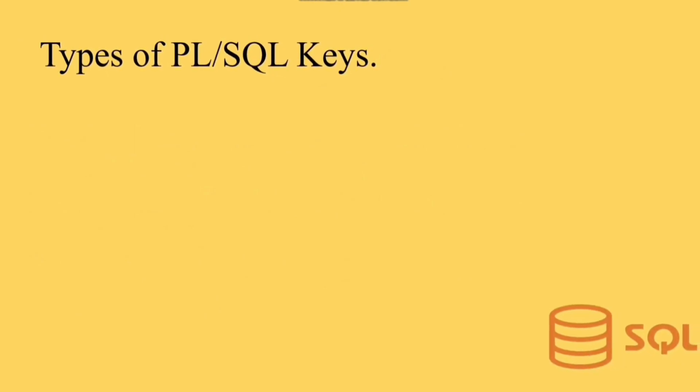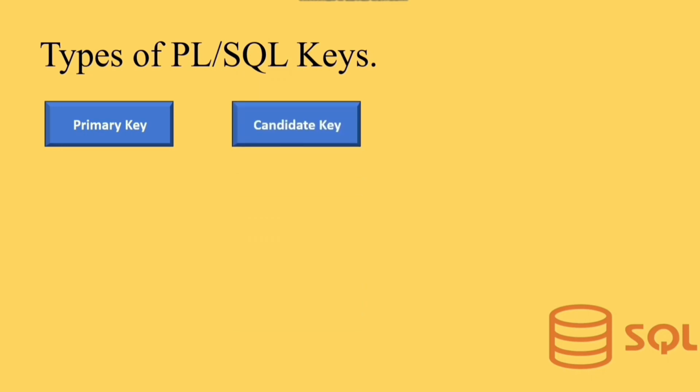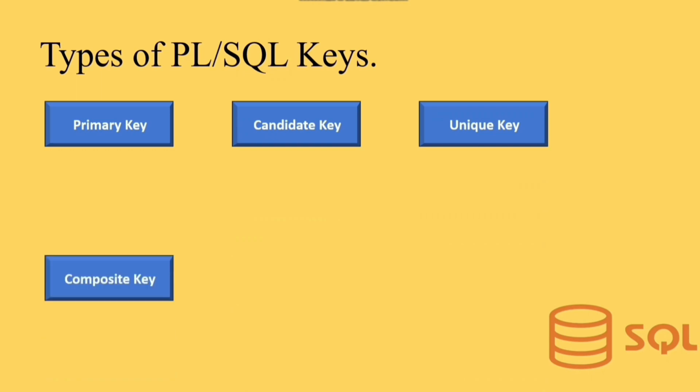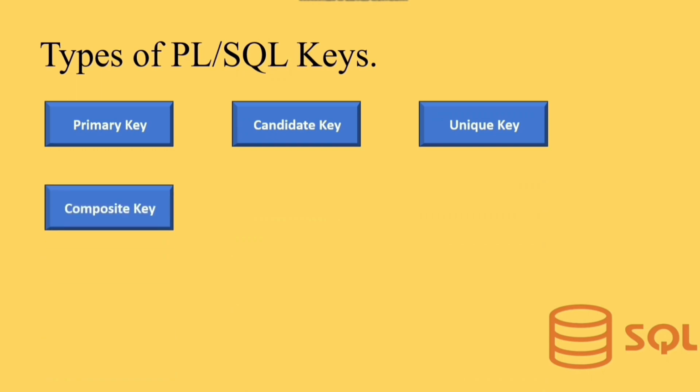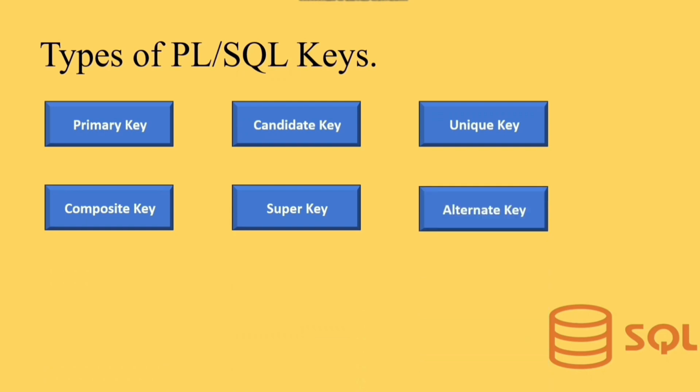Now we will be going through types of PLSQL keys. So first we have primary key, then candidate key, then we have unique key, then we have composite key, super key, alternate key, and finally we will have foreign key. Okay, so we will be going through all the keys one by one along with table creation examples.